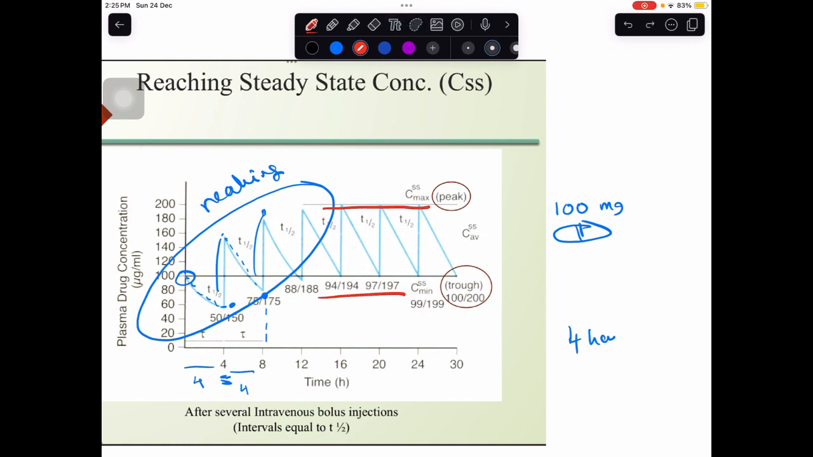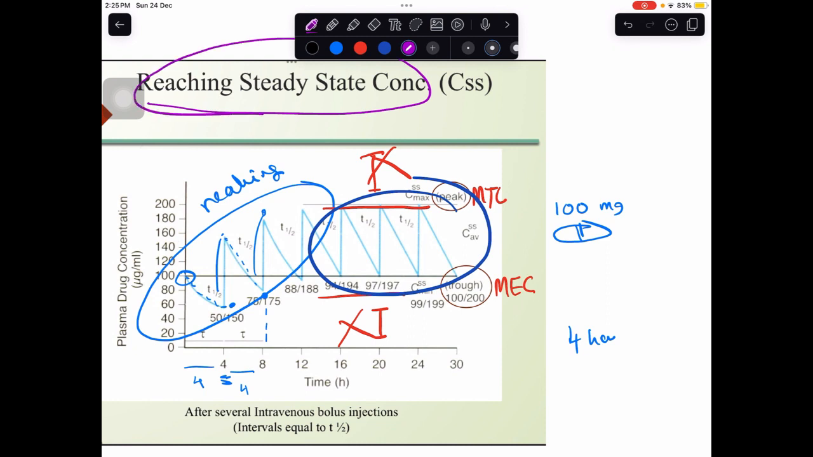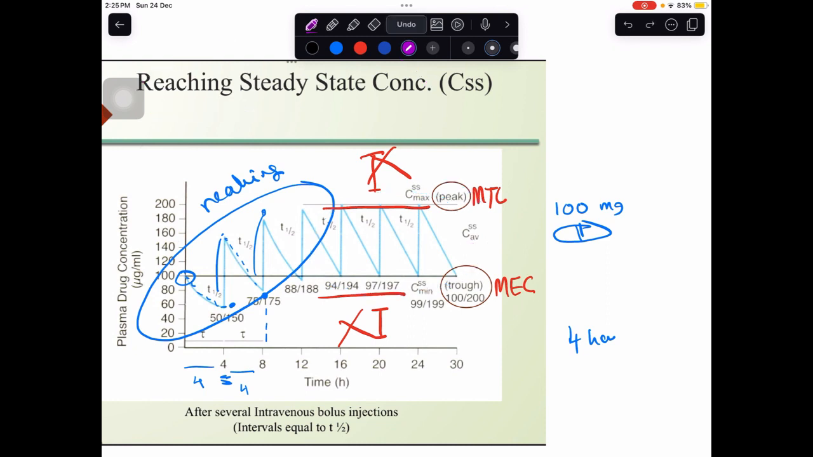This is basically the minimum effective concentration. This is the minimum toxic concentration. Obviously I don't want to go over this, and I don't want to go below this, because they are bad. I want to always stay in the steady state concentration. That's why my body is trying to reach it. That's why we always try to reach the steady state concentration. Okay, this is what we're trying to say.